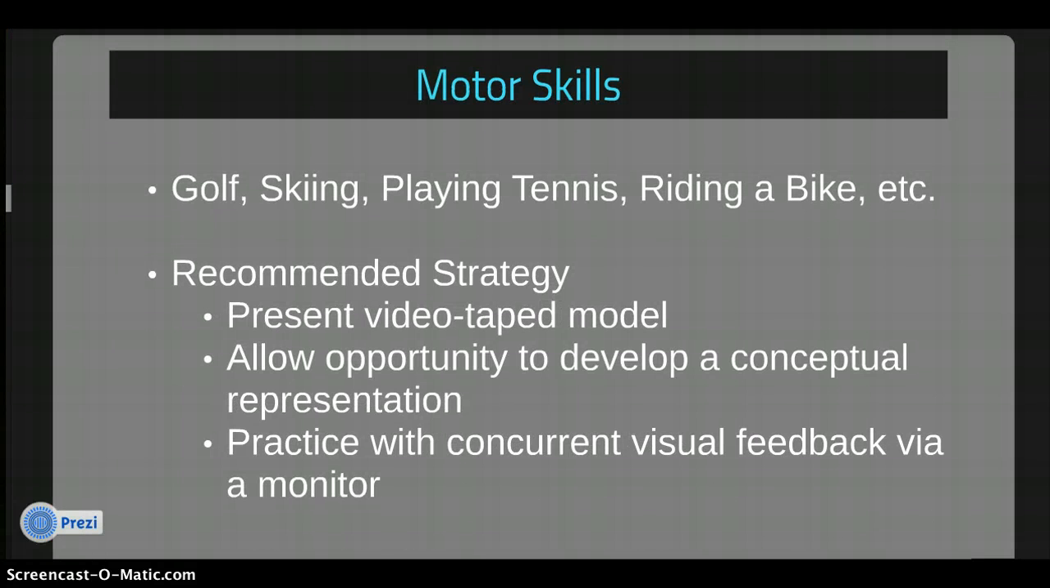Tasks that involve motor skills include playing golf, skiing, playing tennis, and riding a bike. The achievement of these types of tasks depend on the individual's internal monitoring of kinesthetic feedback. There are 3 parts to the recommended strategy for the internal processing of motor skills. First is presentation of a videotape model. Second is an opportunity to develop a conceptual representation. And third, an opportunity to practice with concurrent visual feedback via a monitor.